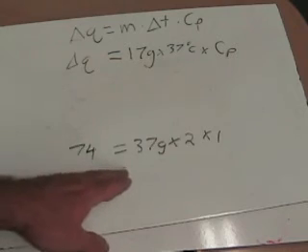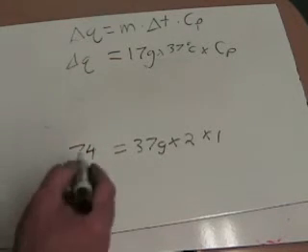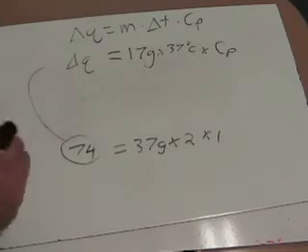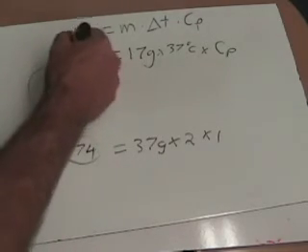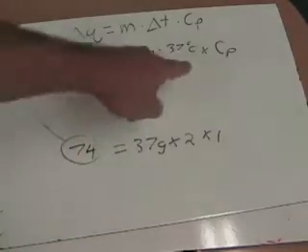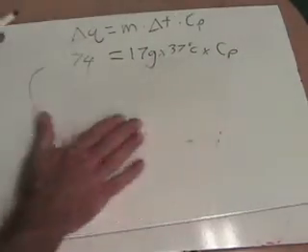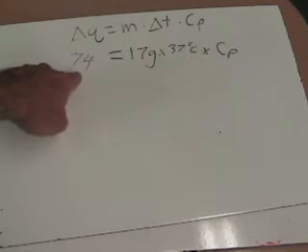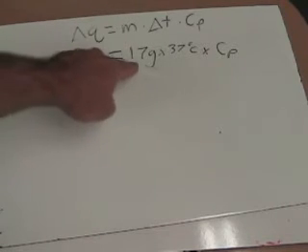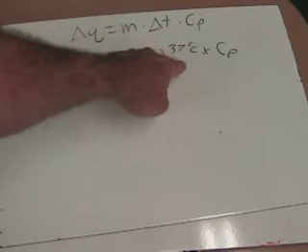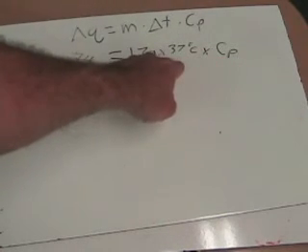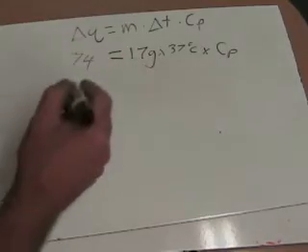However much energy the water lost, that's how much the metal gained. So I simply take the calories that the water lost and I put it in here. That's how we do calorimetry. Now I just have to solve for CP. I know that the metal required 74 calories in order to make 17 grams change temperature 37 degrees. I want to get CP by itself, so I have to undo what's being done to CP. It's being multiplied by this and multiplied by this, so therefore I will divide by both.